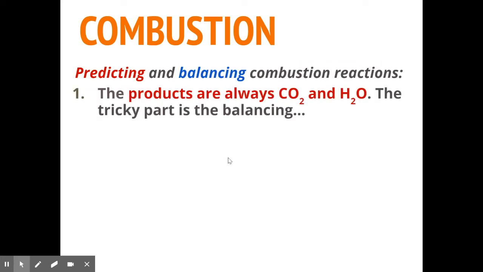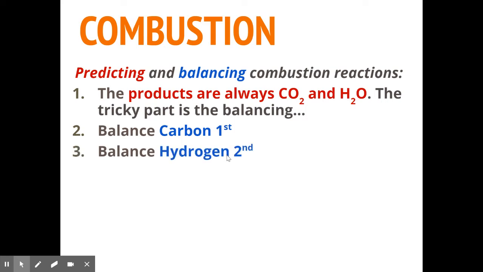Now listen, writing the products is easy. The products are always carbon dioxide and water. The tricky part is balancing, so here are some tips for you. First, you're going to want to balance the carbons on both sides first. So first step always is balance the carbon atoms. Second step is balance the hydrogen atoms.